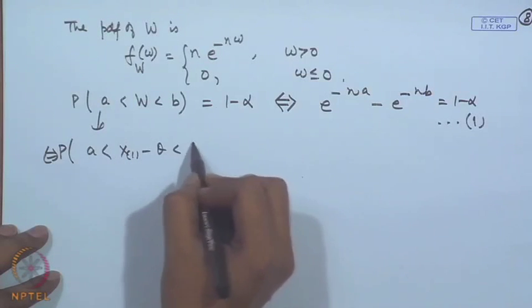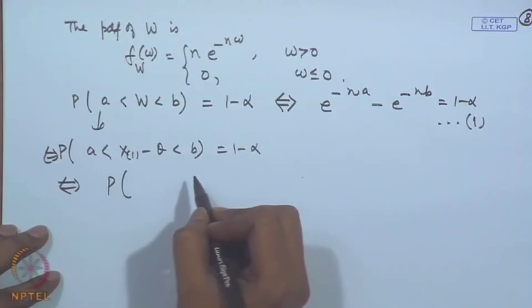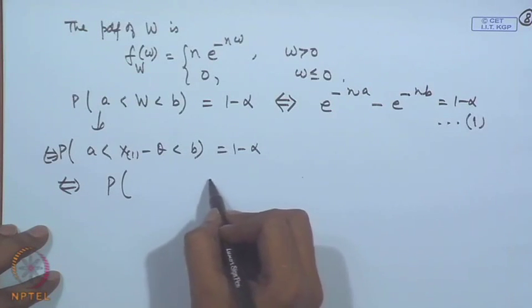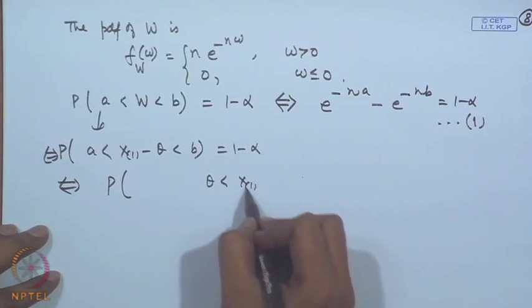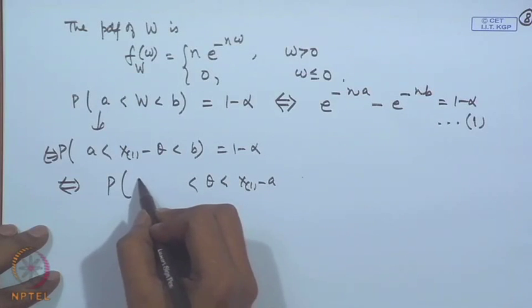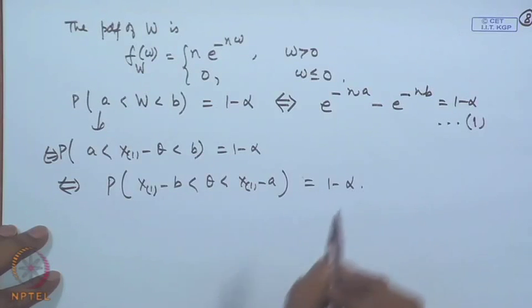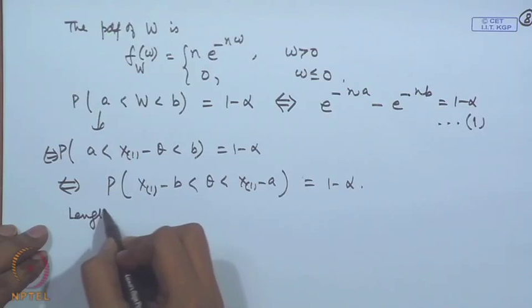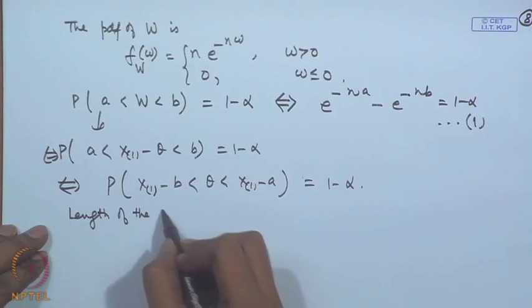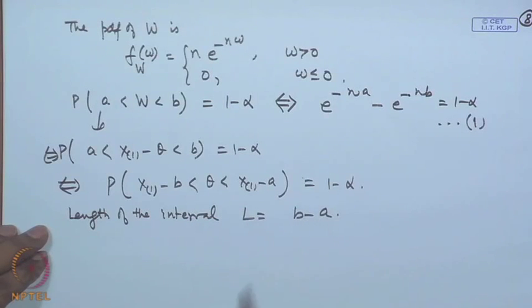Now, based on this, when we are considering the confidence interval, this becomes X1 minus theta less than b with probability 1 minus alpha, which is equivalent to probability of theta less than X1 minus a and greater than X1 minus b equal to 1 minus alpha. So, here the length of the interval is b minus a, and we want to minimize this.